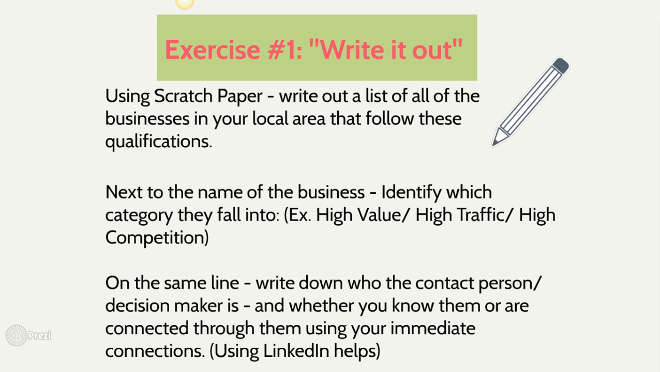So let's do an exercise together. Using scratch paper, I want you to write out a list of all of the businesses in your local area that follow these specific qualifications. Next to the name of that business, I want you to identify which category they fall into based on the categories that I shared with you. Are they high value, transactional type businesses? Are they high customer traffic businesses? Do they have a high level of competition?